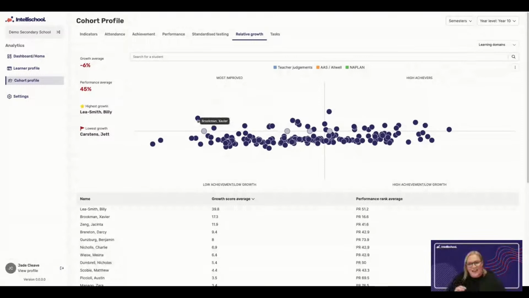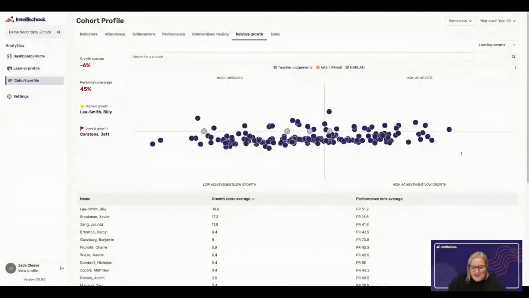So that's really promising. Over in the top right is probably what you'd consider to be your high flyers, where not only are they showing really strong growth, but they're also really strong performers. So clearly we want to see what those students are doing and see what we can do to replicate that.